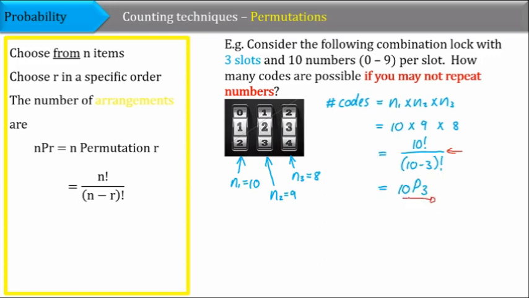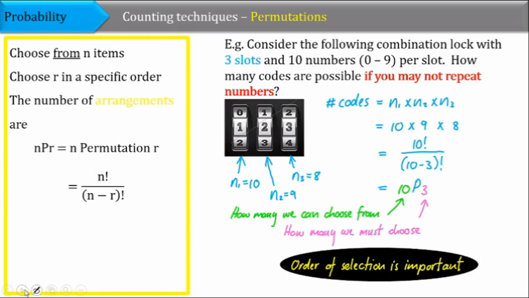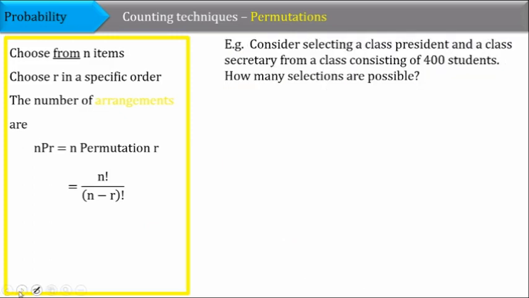And the way in which we denote it will be 10 with a capital P and a 3, which means 10 permutation 3. So that means that we have 10 objects to choose from. We must choose 3, and the order is important. So it's 10 permutation 3. Just to stress that again, the order of the selection is important. So you can see that it's still the multiplication rule, however we have a restriction on it now.